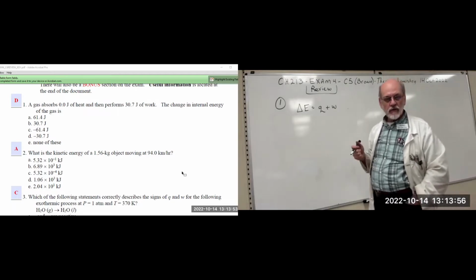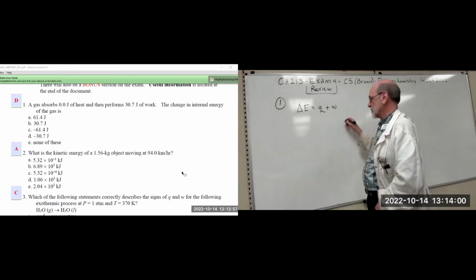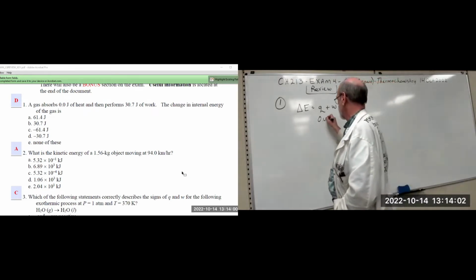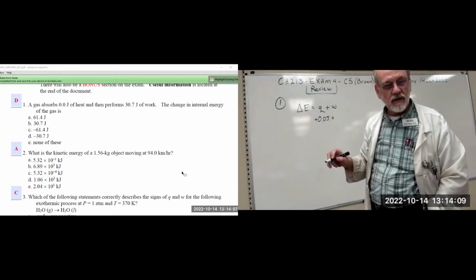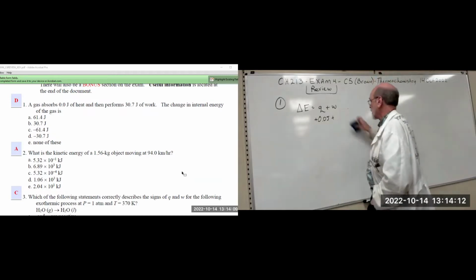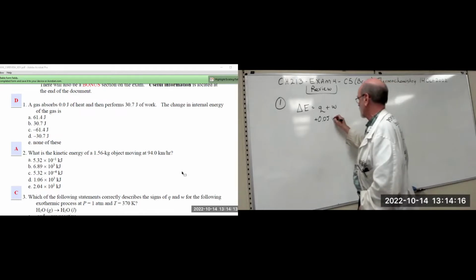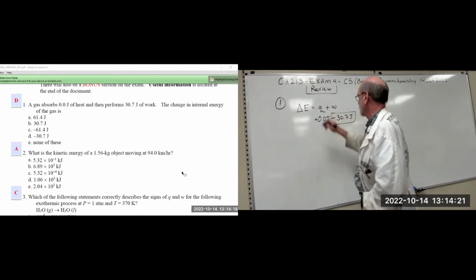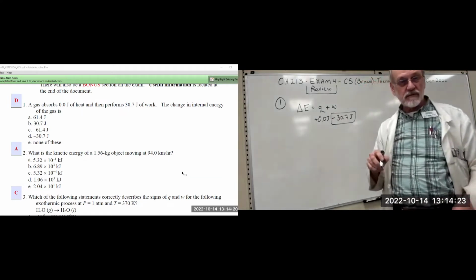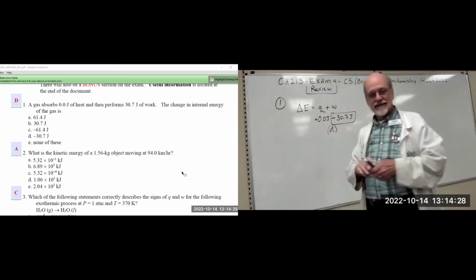So 0.0 joules of heat absorbed, so that's plus. And then performs 30.7 joules of work. The gas performs 30.7 joules of work, so it's working on the surroundings. Right? So that's the only thing left. It's minus 30.7. That's why the answer is D. Okay?